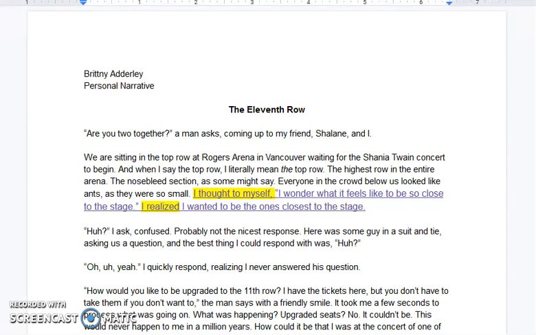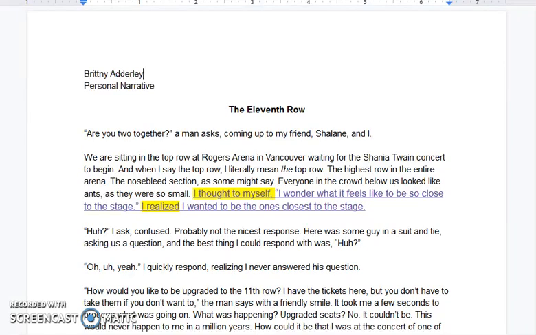So watch what I did as a reader, you guys, to hook my reader in for a narrative task. "Are you two together?" a man asks, coming up to my friend Shalane and I. You guys, I started with dialogue, okay? It's a very effective way to start narrative writing, because right away, bam, you're in the scene already, and you're like, wait a minute, you want to keep reading, right? "Are you two together?" a man asks. That's pretty interesting. You're like, what in the world's happening, right? Great way to start a narrative story.